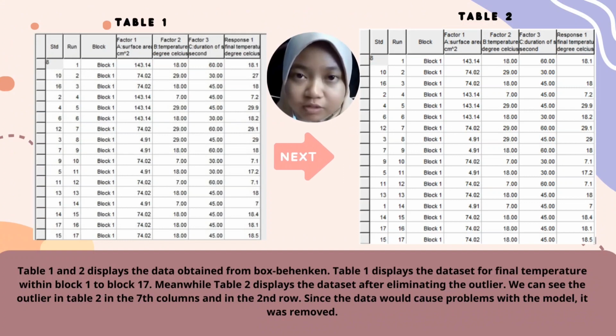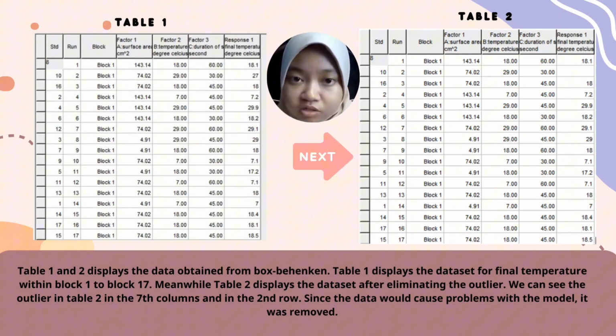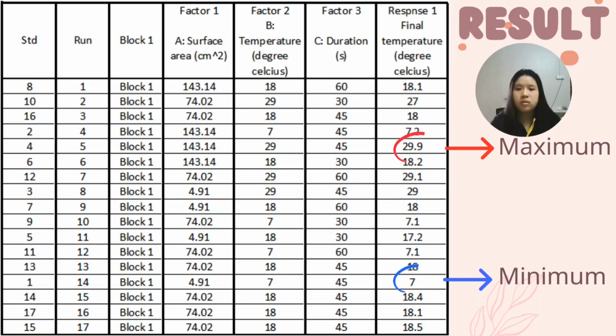Tables 1 and 2 display the data obtained from the Box-Behnken design. Table 1 displays the dataset for the final temperature within block 1 to block 17. Meanwhile, Table 2 displays the dataset after eliminating the outlier. We can see the outlier in Table 2 in the 7th column in the second row. Since the data would cause problems with the model, it was removed. On this table, we highlight the maximum and minimum temperature. The maximum is 29.9 degrees Celsius. The minimum is 7 degrees Celsius.